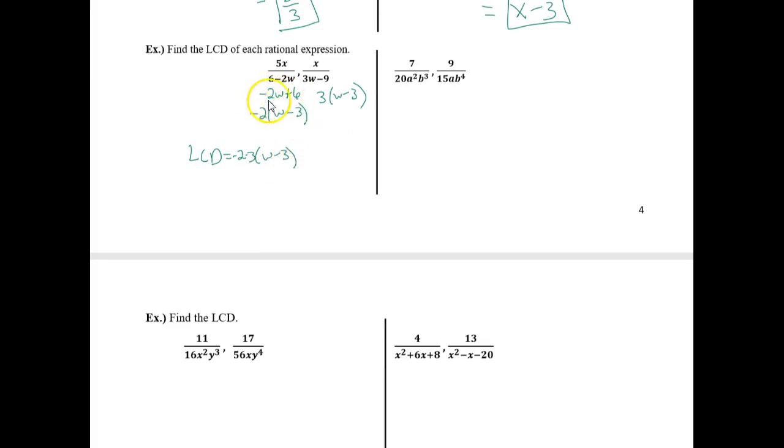Basically, all I would need to do to the one on the left is multiply by 3. What's missing on the right would be to multiply by negative 2. And the result is the LCD. So I need a negative 2, a 3, and the quantity w minus 3. Or I could simplify this to negative 6 times w minus 3. And that would be the least common denominator for those two rational expressions.